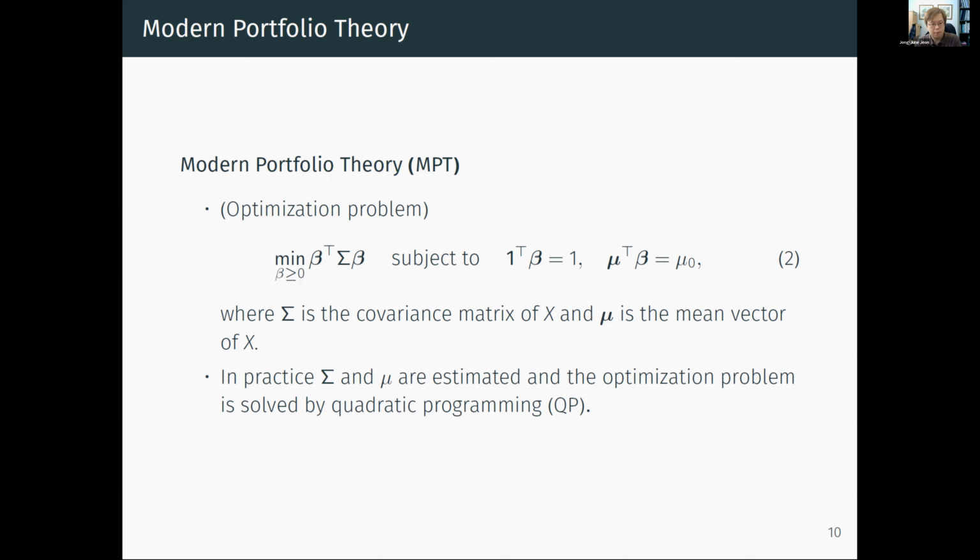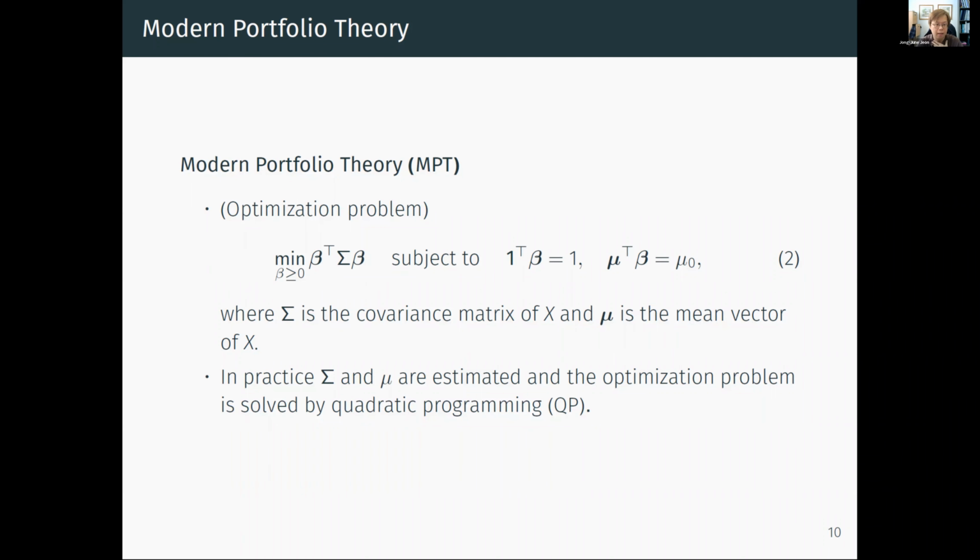The variance is rewritten by the covariance structure, and the optimization problem is the minimization of the covariance form with the constraint of mean return rate. Here, the sigma is the covariance matrix of X, and mu is the mean vector. So if we try to find the optimal portfolio, the Markowitz optimal portfolio, we have to estimate the covariance matrix of the asset prices. And if we have the target mean vector, we always obtain the optimal portfolio by estimating sigma and mu. And it is well known that this optimization problem can be solved by quadratic programming.